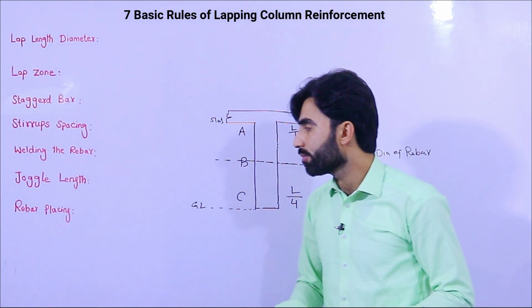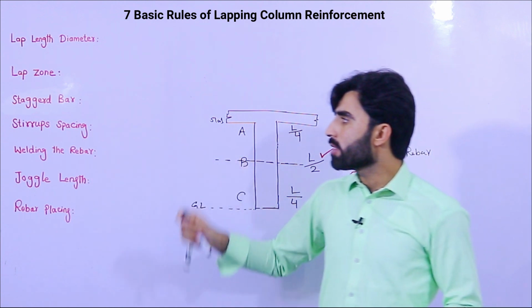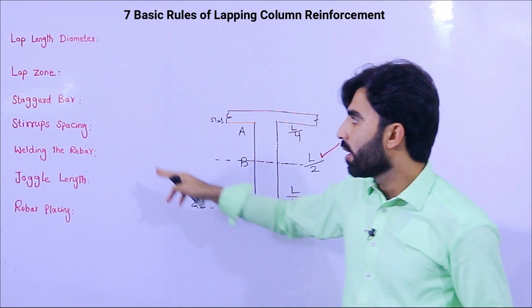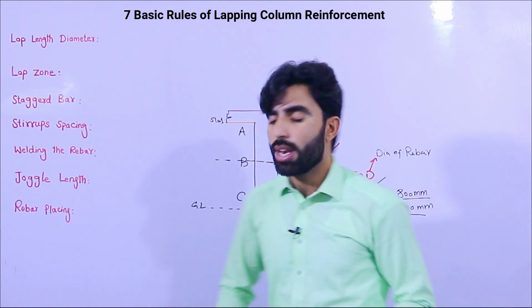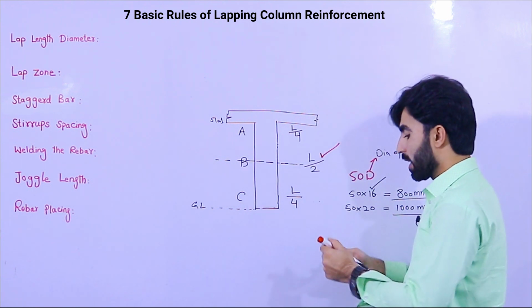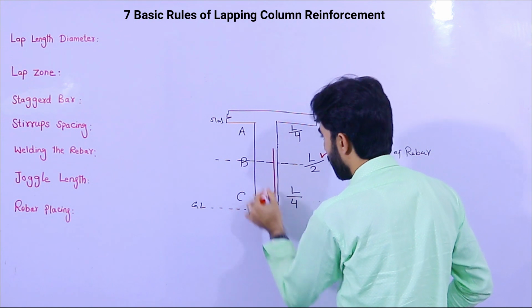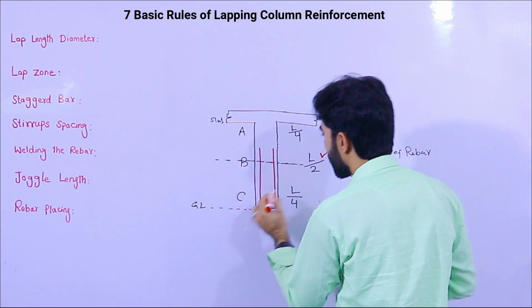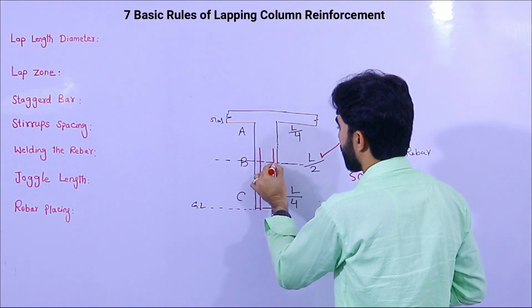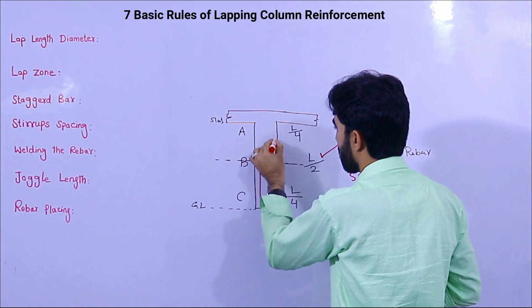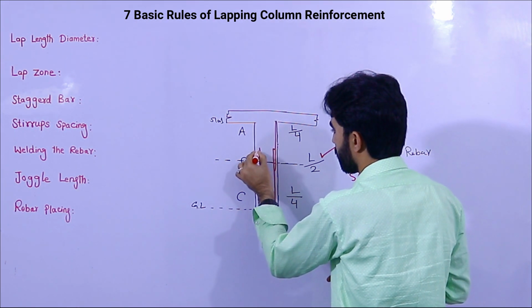Now guys, the other one is staggered bars. Here, to provide lapping length, you can see this is a steel rod and this is the other one. As I told you, the lapping length should be provided at the mid like this. Here you can see clearly.